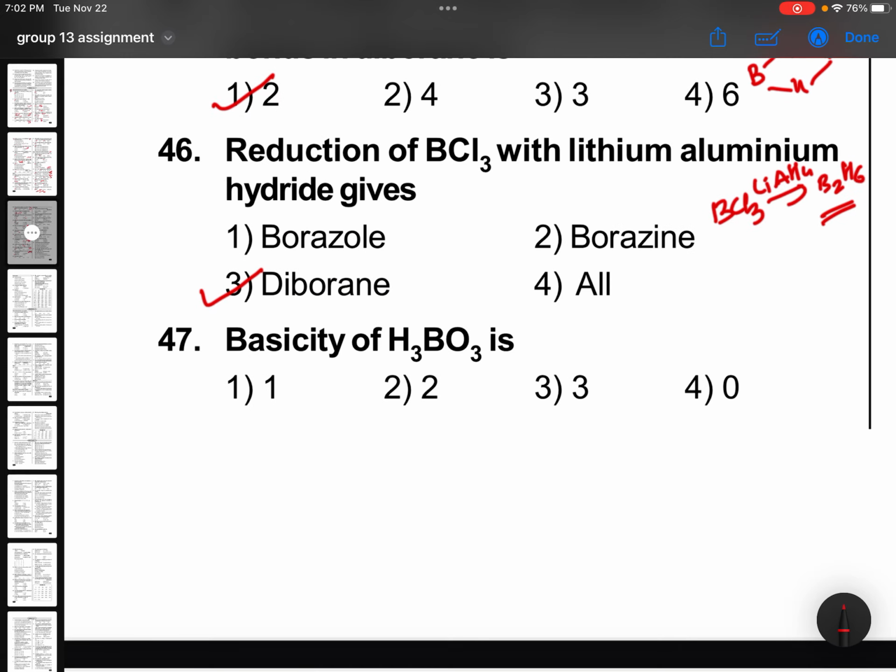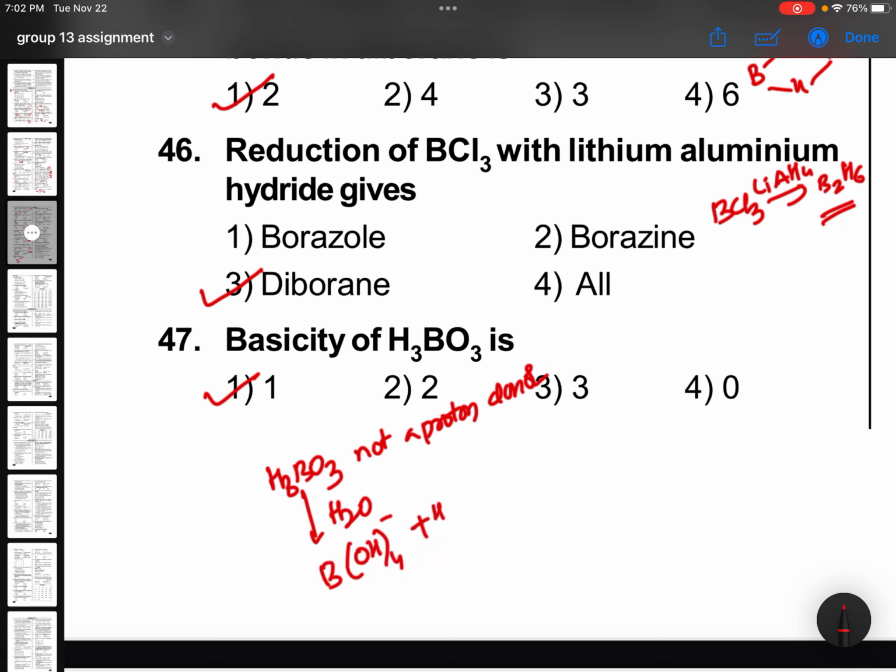Basicity of H3BO3 is very interesting. Actually, it is a monobasic acid, but it is not a proton donor. H3BO3 is not a proton donor. It won't give any proton of its own, but it reacts with water and forms B(OH)4 minus and releases a proton. That's why it is called monobasic. It is releasing a proton not of its own, it is releasing a proton of water.